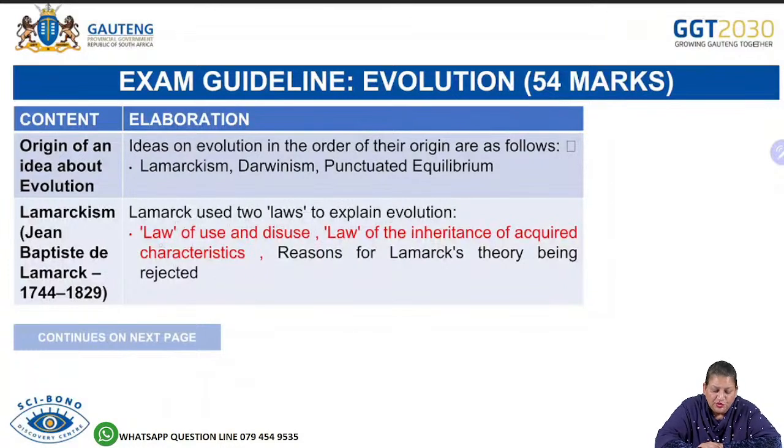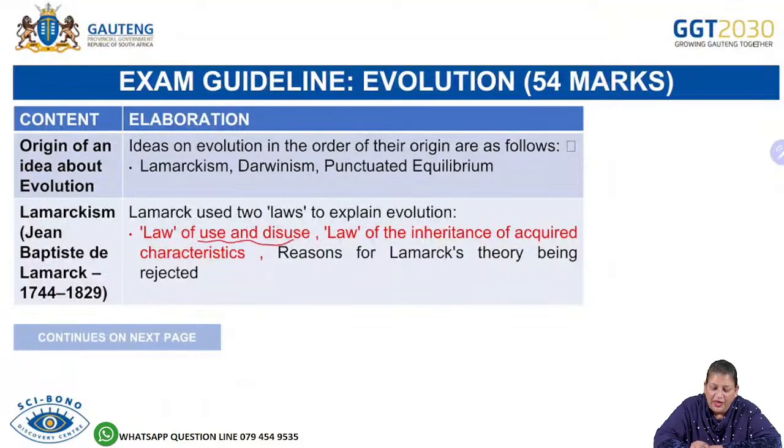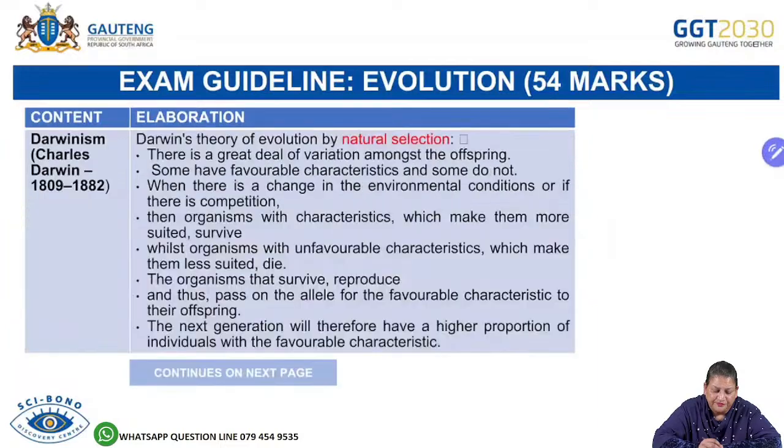Okay? And the two laws are the law of use and disuse, that's what you need to know, and the law of inheritance of acquired characteristics. So these two laws in red, the law of use and disuse and the law of inheritance of acquired characteristics, we're going to see it furthermore in detail later. Okay. Now let us look at Darwinism.